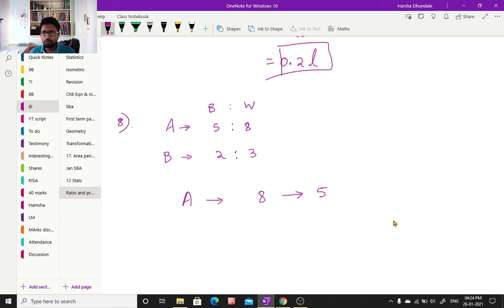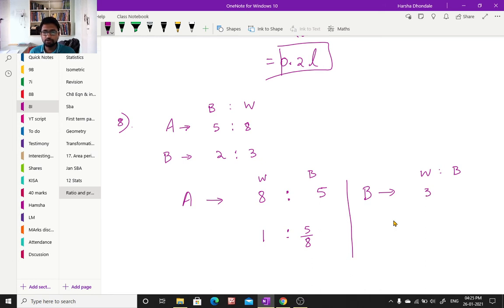But let us see, for 1 liter, for 1 unit, how much black is mixed. So I'll divide this side by 8 and this side also by 8. I'm just reversing the ratio. I'll tell you why I'm reversing the ratio. 8 by 8 and then here also by 8. So this gives me 1:5 by 8. All right, let's go to B. Again, instead of 2:3, instead of black is to white, I'm taking white is to black. You will know why exactly I'm doing that.